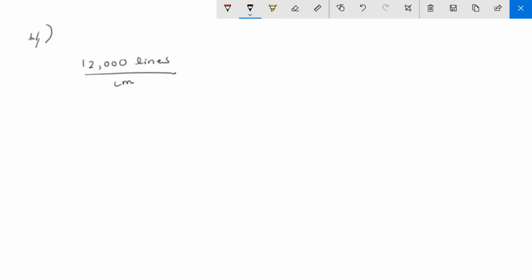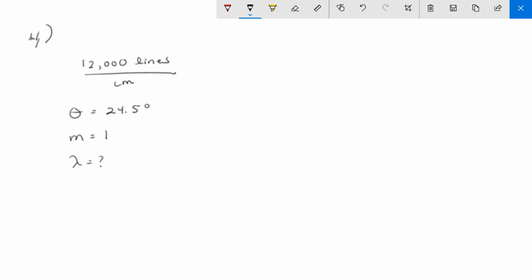Problem 4. A diffraction grating with 12,000 lines per centimeter creates a bright line at 24.5 degrees away from the central bright line. What is the wavelength of the light? I'm writing down my unknowns. Notice I'm very careful to put down exactly what it says, 12,000 lines per centimeter, not what I want to hear or what I want it to be. And I also, of course, write down my unknown.